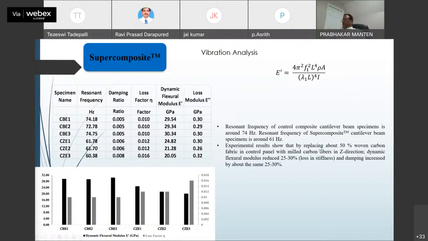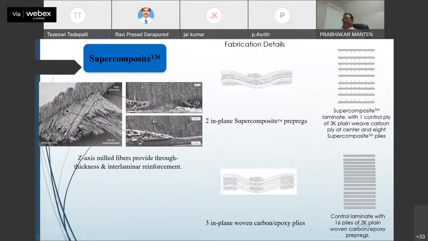An experimental result showed that by replacing 50% of the woven carbon fabric in the control panel with these milled carbon fibers in the Z direction, dynamic flexural modulus reduced by 25-30%, which is a bit high. You don't want that much loss, but it parallelly increased the damping by 25-30%. Increasing the damping by 5 to 10%, even 10 to 15, is a good thing, because some of these undergo vibration. And the real kicker for this is how they improve in low velocity impact, which we are doing the tests on. They showed some improvement. The Z-axis fibers helped in the low velocity impact test.